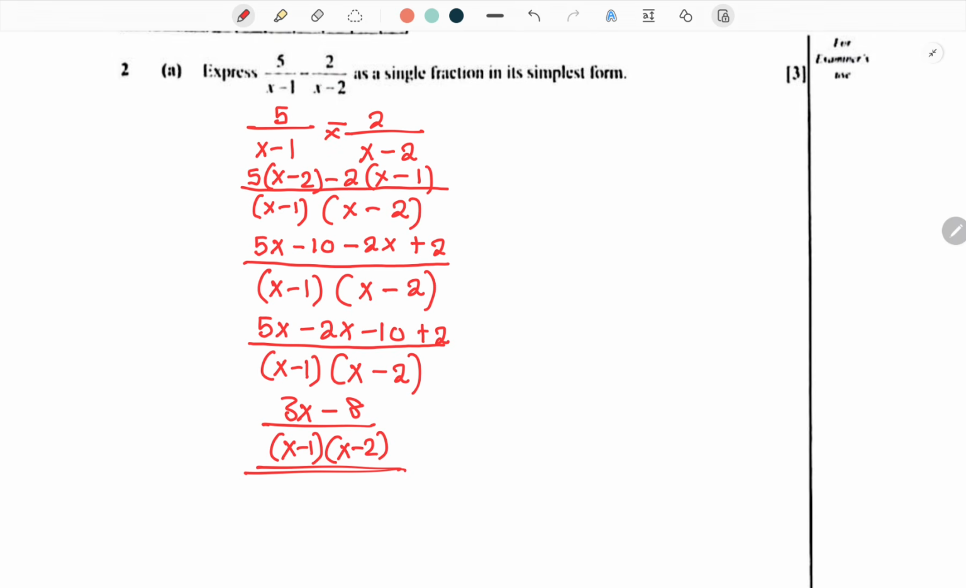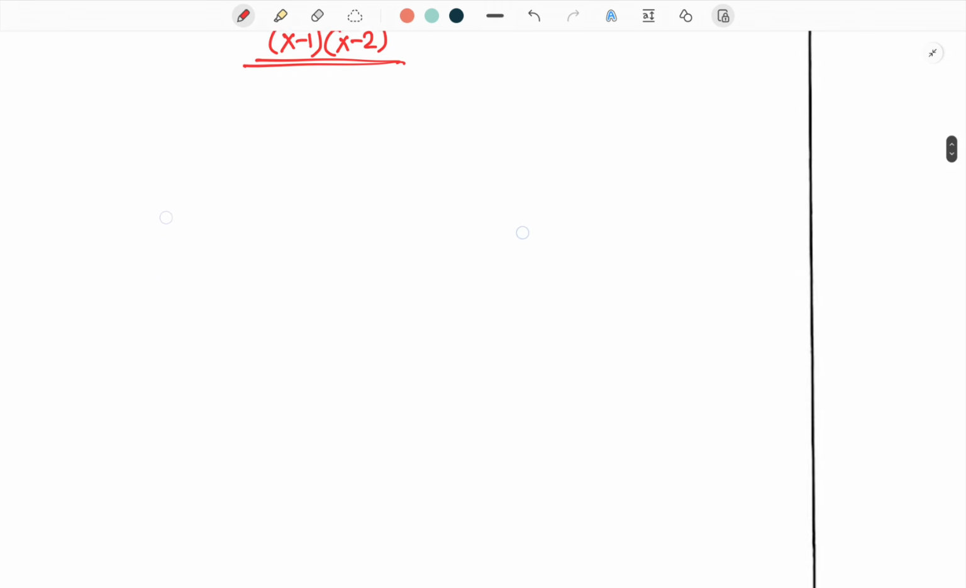So this is just how you solve this particular question without struggle. Okay, let's get to the next question. We see what is there.